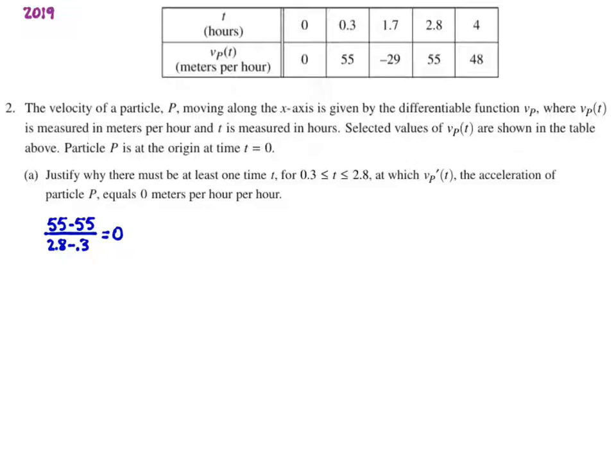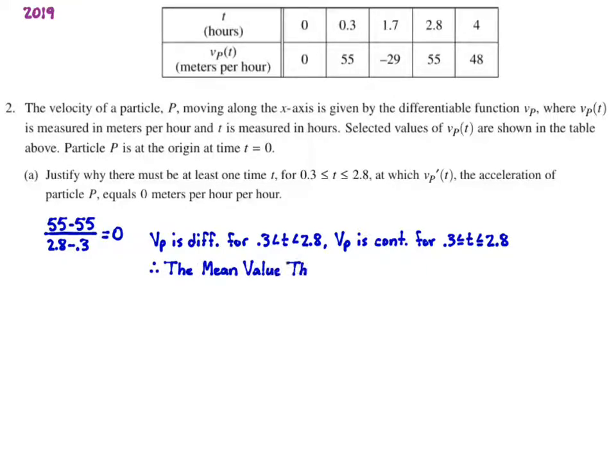And then to justify why we have a time where the acceleration is equal to 0, we have to go through the requirements for the mean value theorem, the hypotheses. So we have to explain, for the mean value theorem to work, we have to know that the function is continuous and differentiable. Well, it says that V of P is differentiable, so we can say that. And because V of P is differentiable over that interval, it is also continuous. You can't have a differentiable function that is not continuous. So as a result of this, we can say the mean value theorem will apply.